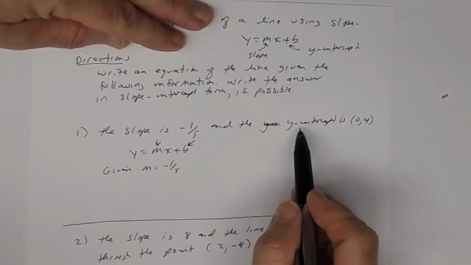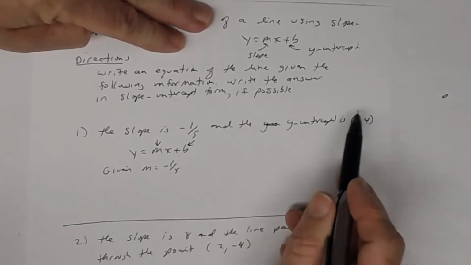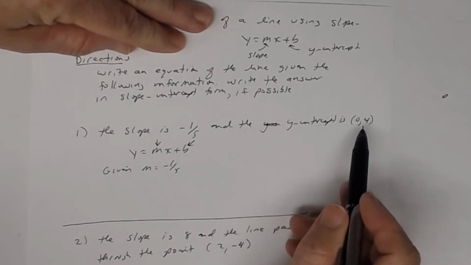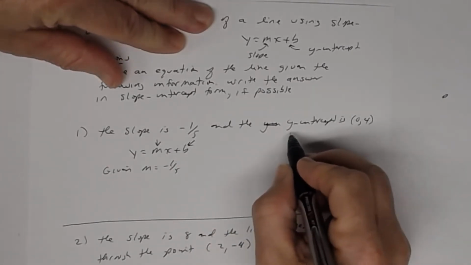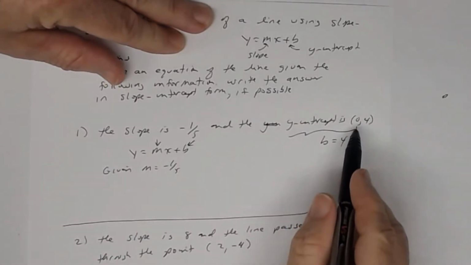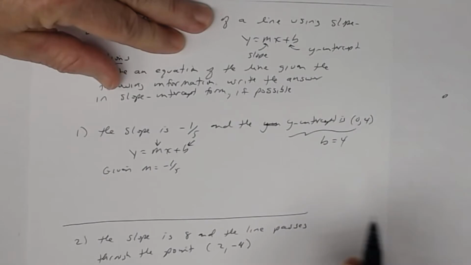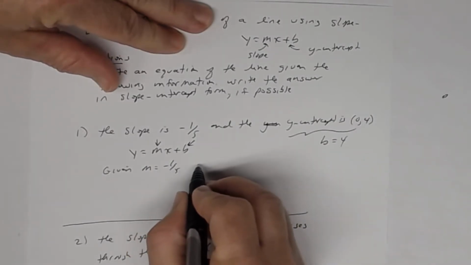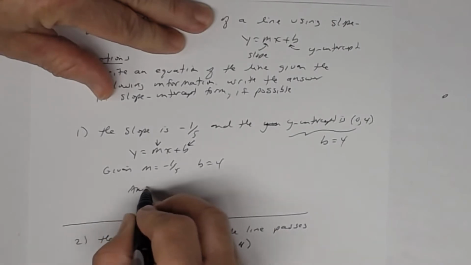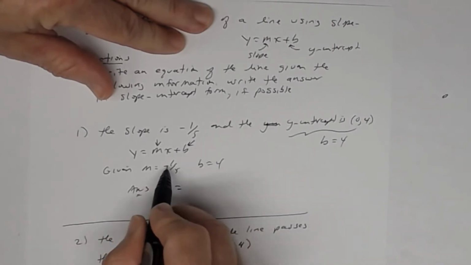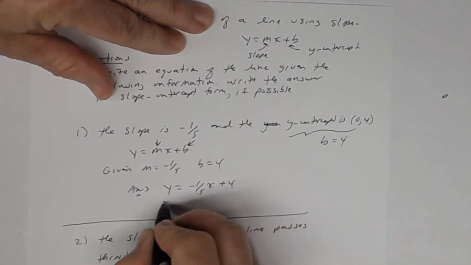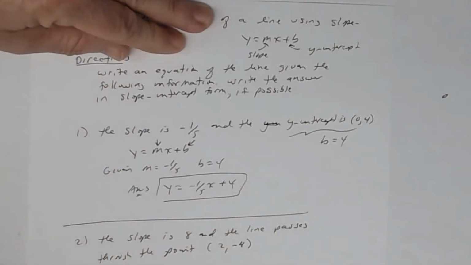And then look, you're told the y-intercept, right? But remember, the y-intercept here is given as an ordered pair. So the y-intercept is 4, which means b is 4. So m is -1/5, b is 4, and all you do is just substitute. So the answer is y equals -1/5 times x plus 4. There's your answer. So that's all you do.